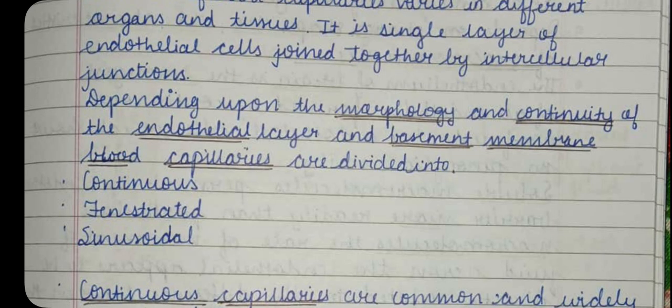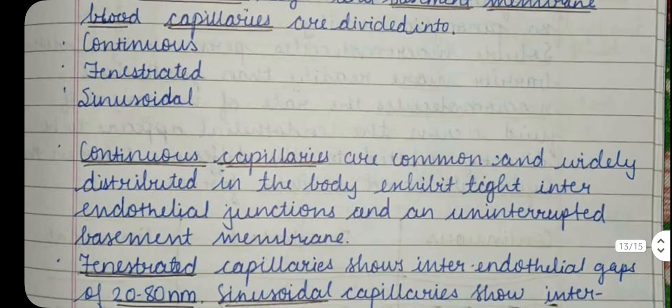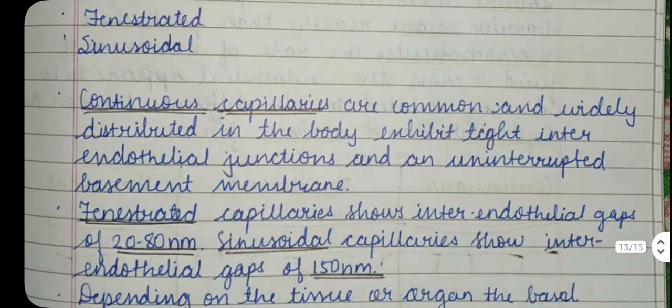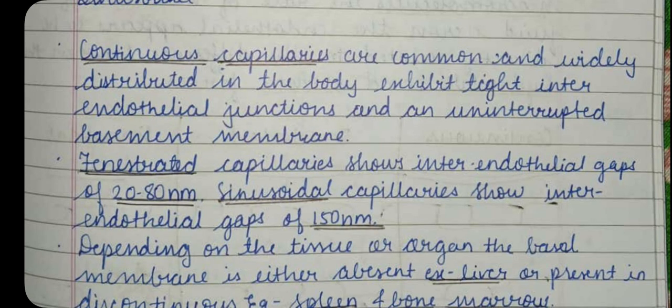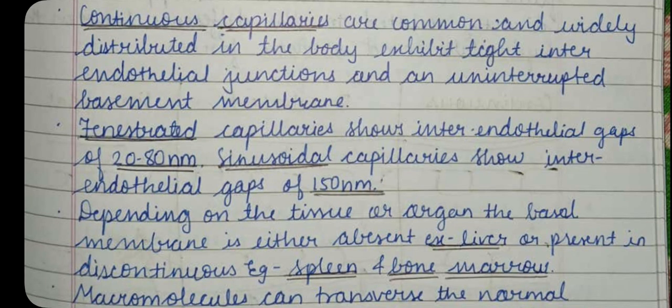three types. First is continuous, then fenestrated, and sinusoidal. Continuous capillaries are common and widely distributed in the body. They exhibit tight endothelial junctions and an uninterrupted basement membrane. Fenestrated capillaries show interendothelial gaps of 20 to 80 nanometers. Sinusoidal capillaries show interendothelial gaps of 150 nanometers.